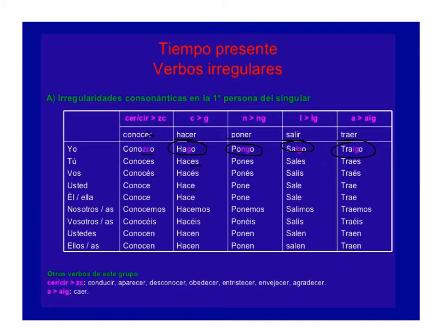Es, e, emos, éis, en. Same endings for all of them.